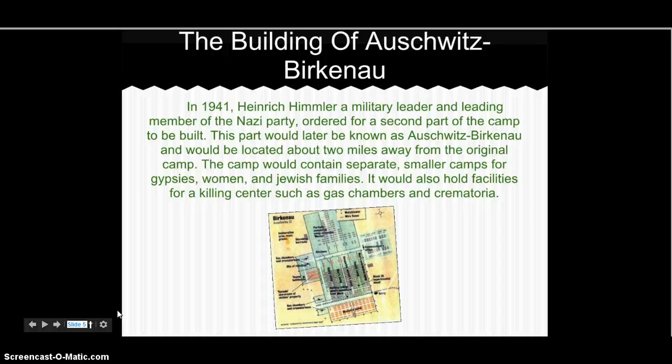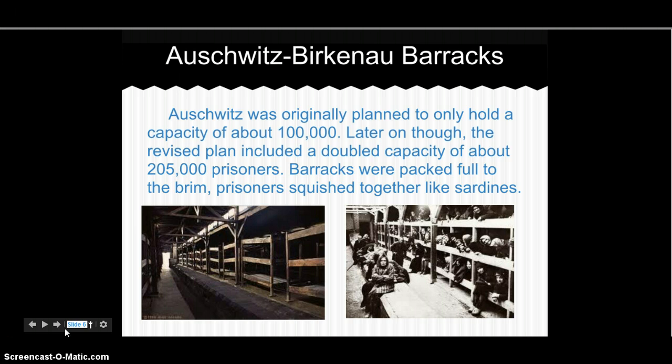Auschwitz-Birkenau was also called Auschwitz II and would contain separate, smaller camps for different groups of people and would hold facilities for a killing center. As you can see, this is the women's camp, and this is the incineration area and mass graves, gas chambers, and such. Originally, Auschwitz was planned to only hold a capacity of about 100,000. Later on, though, the revised plan included a double capacity of about 205,000 prisoners, which means that the barracks were packed full. As you can see, there are a lot of people per bed.